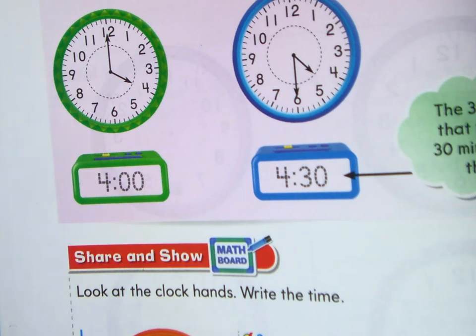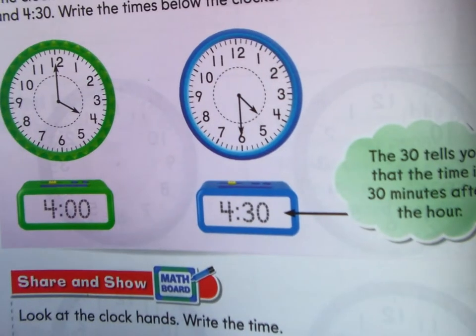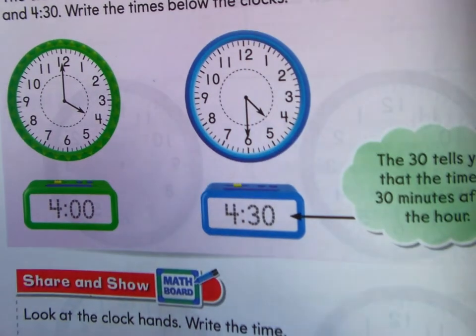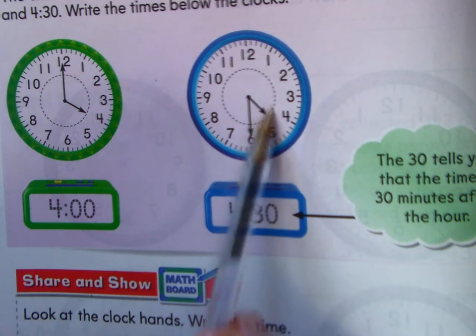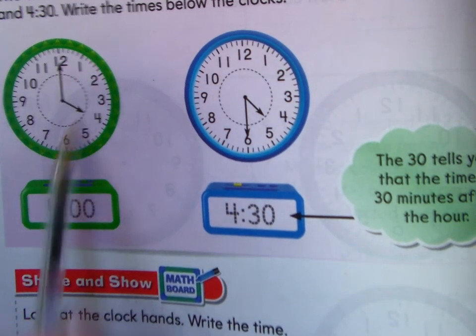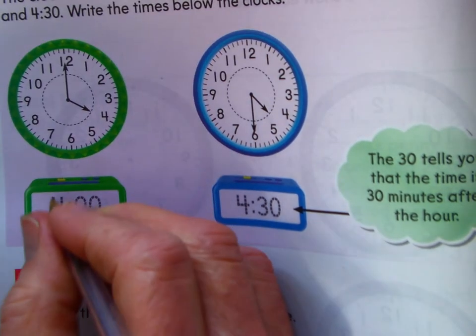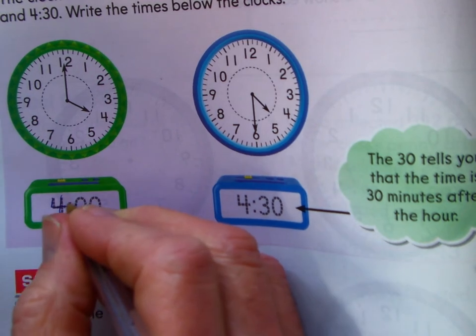How's that? Is that too close? Okay, that's pretty close. Yeah, we can see real close here. Okay, two clocks side by side. Look at the little hand first. See how it's 4? That's the hour, right? The little hand shows the hour.